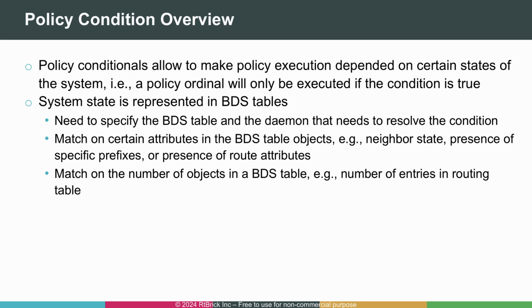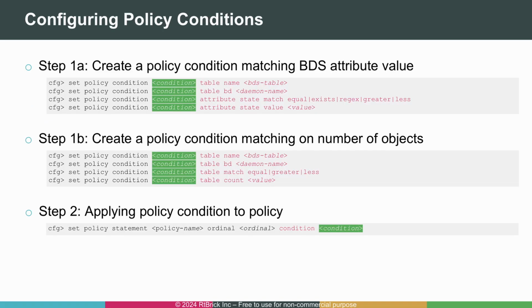Alternatively, you can match on the number of entries in a BDS table, such as counting the number of IPv4 routes. To set up a policy condition, use the setPolicyCondition command. You'll define the BDS table and specify the daemon that will evaluate the condition. Depending on the type of condition, you'll either match an attribute and value or set a count with a match type. Finally, assign the policy condition to a policy statement at the ordinal level. Each ordinal can only have one condition, but a single condition can be used in multiple policies.